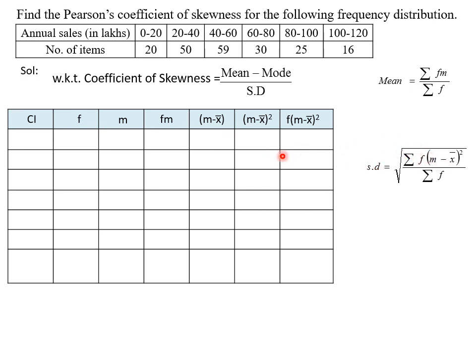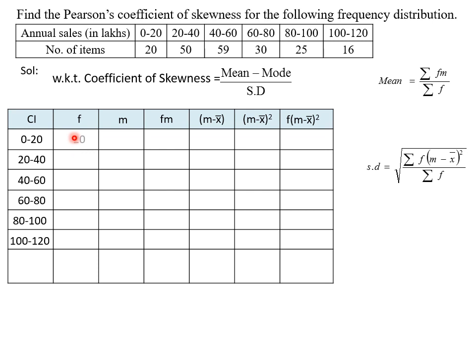After framing this, write the class intervals one by one, as given in the problem: 0 to 20, then 20 to 40, then 40 to 60, then 60 to 80, then 80 to 100, then 100 to 120.